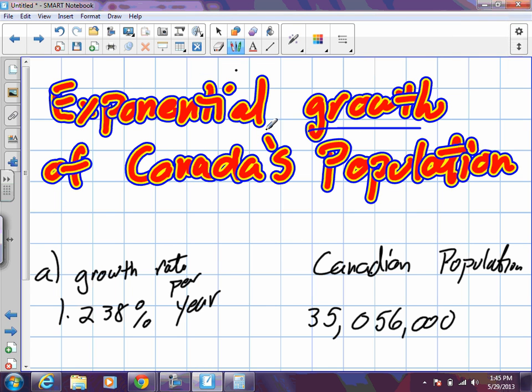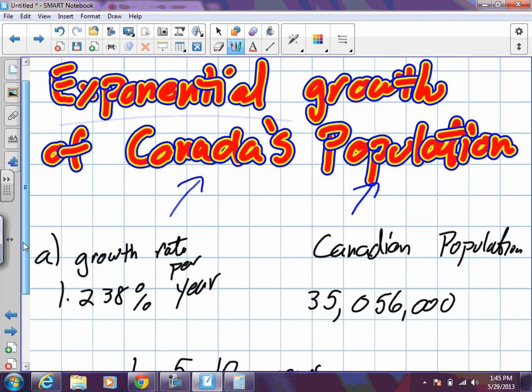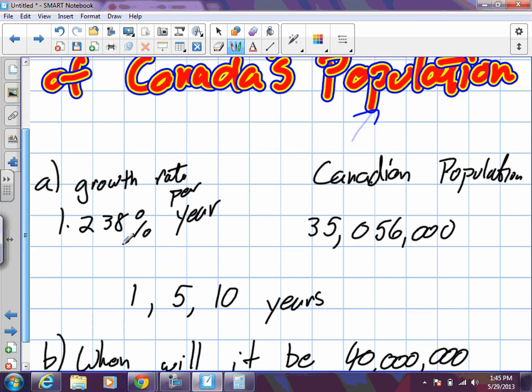Exponential growth. So we're going to deal with exponential growth. We're going to focus on the Canadian population, though, when we do it. So we went to Wikipedia and took some information. It says that the current Canadian growth rate is 1.238% per year. And the current Canadian population is a little over 35 million. We want to calculate what the population will be in 1 year, 5 years, and in 10 years.